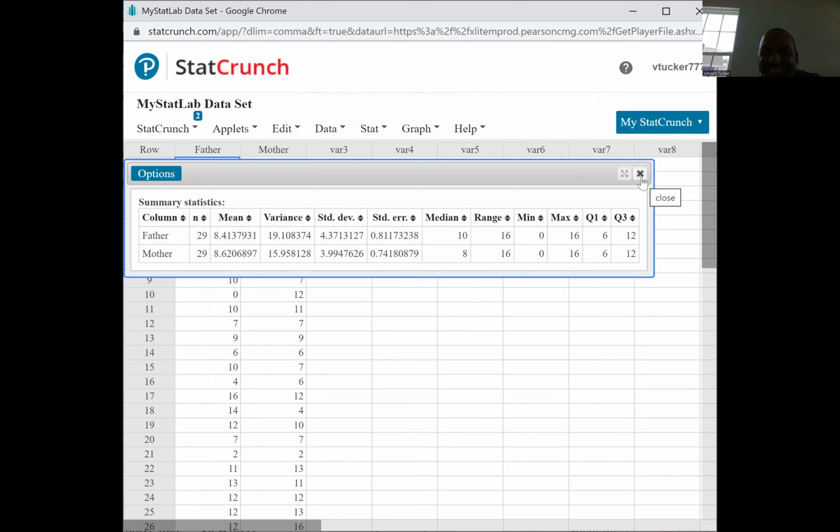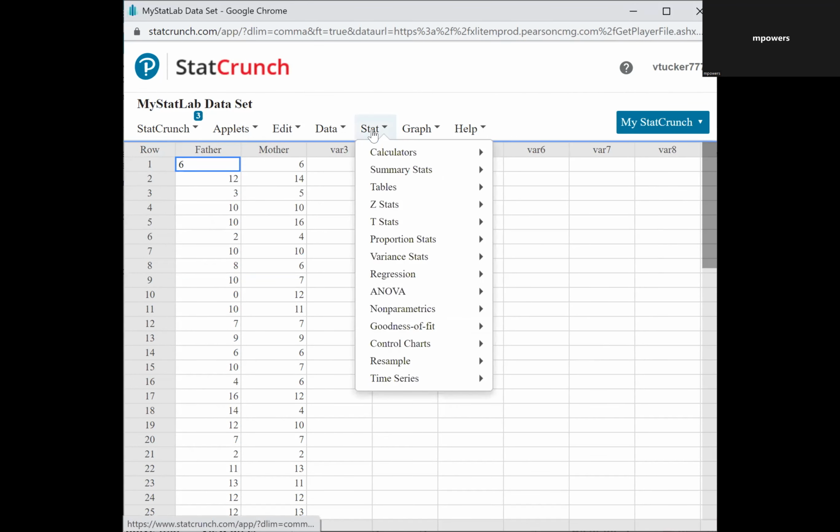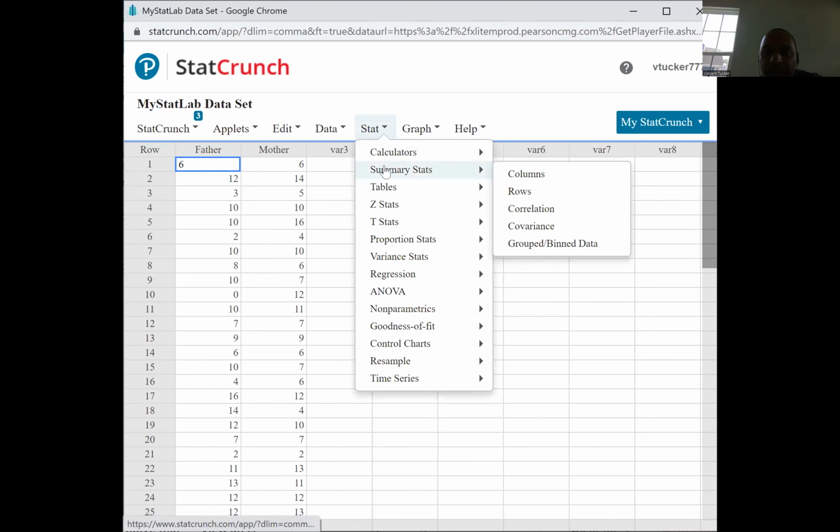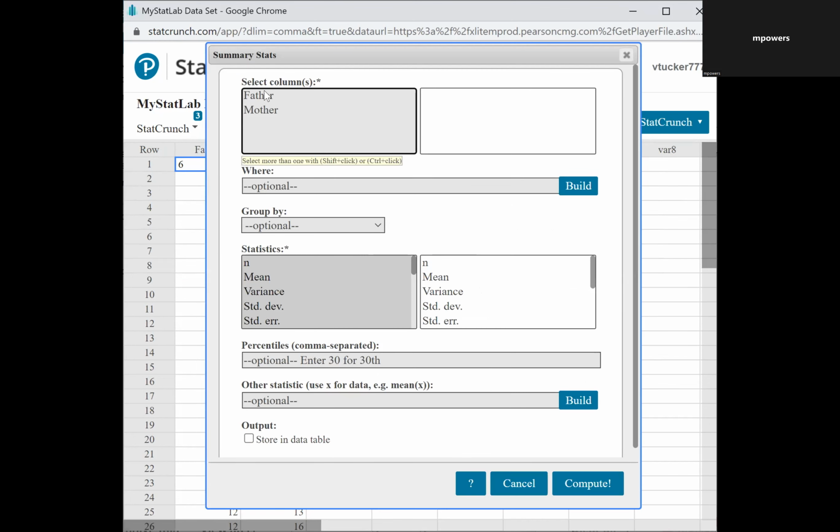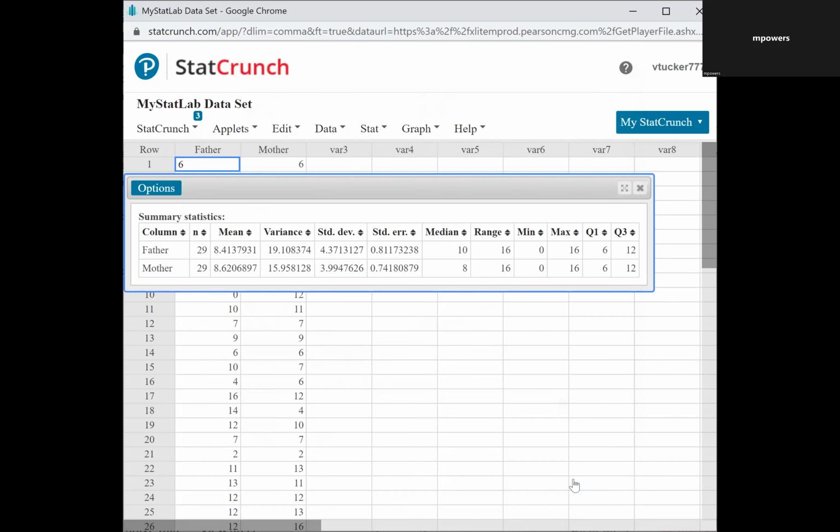Go back and show me again what I need to click when I open up StatCrunch. Go to stat, summary stat, and columns. Then you highlight both, click and drag your mouse, and just hit compute. Student: Well, I just gained back like 20 hours of my week.